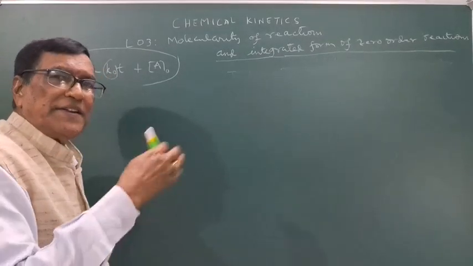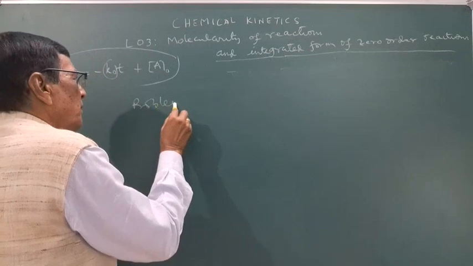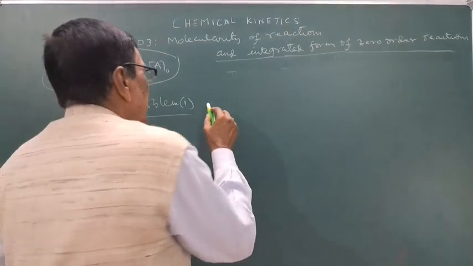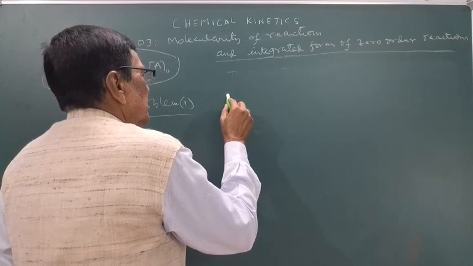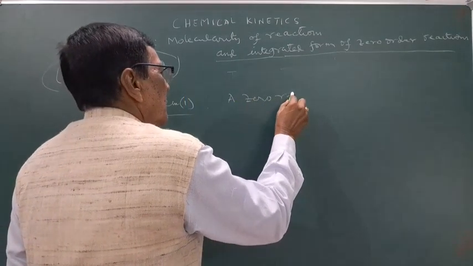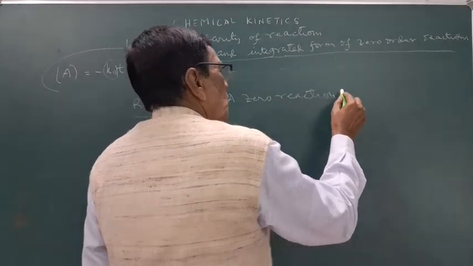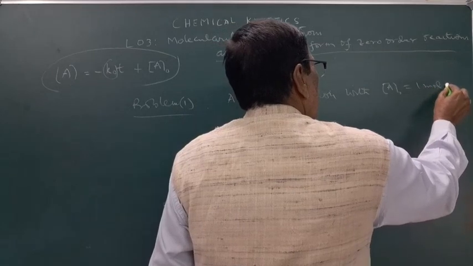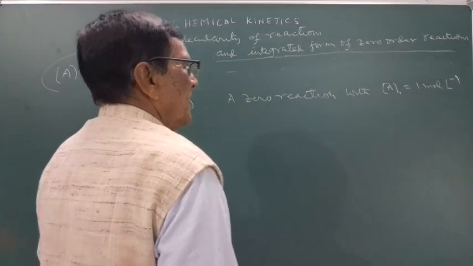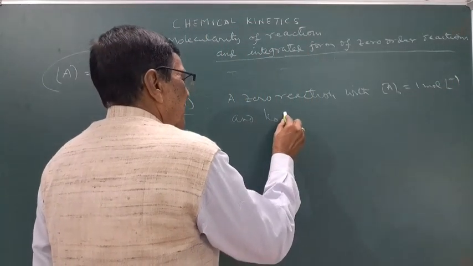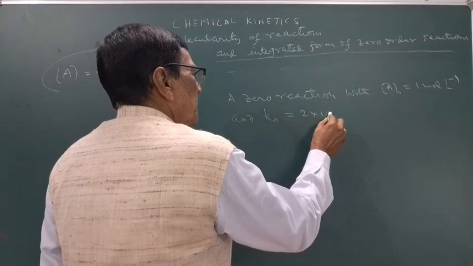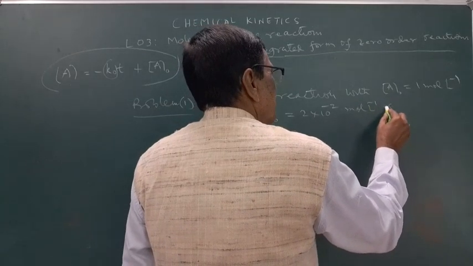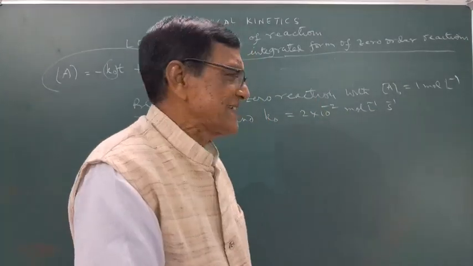Which are set in IIT JAM. Problem 1. What is a zero order reaction with A0 equal to 1 mole per liter and K0 equal to 2 into 10 to the power minus 2 mole liter inverse second inverse. This is the unit of this zero order reaction.